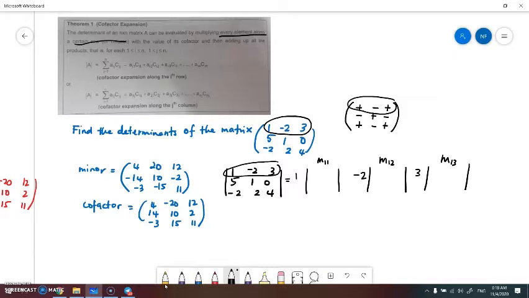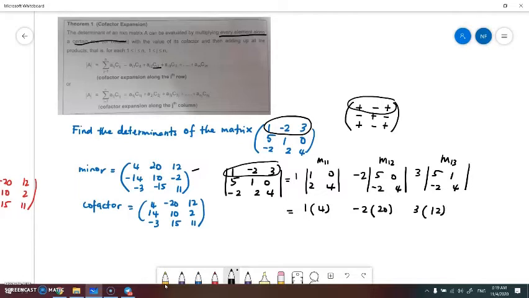So for first row, first column, how do you find the minor? You just have to close the row and column. Then first row, second column: 5, 0, negative 2, 4. And 1, 3 is 5, 1, negative 2, 1. This is 4. Actually, you already have the answer here. So minus 2, 20. And then you have 3. This is the minor, but you have to multiply by the cofactor.